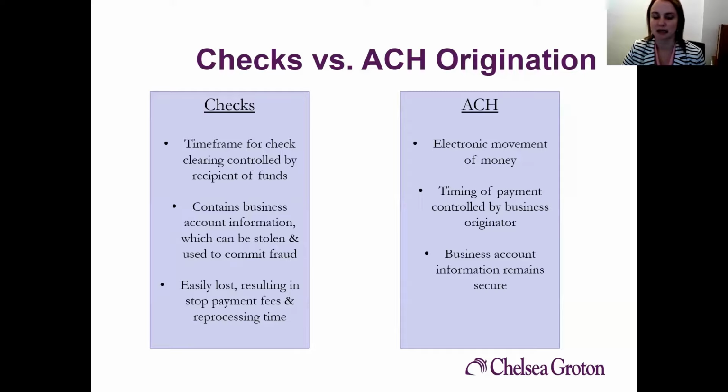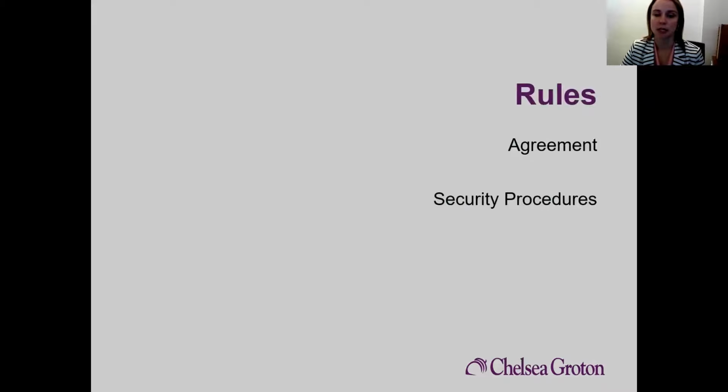So at a high level, that is ACH, how it works, and what I think the value is. So we just want to talk a little bit about the rules. Like I said, that big book goes into a lot of details about a lot of different types of ACH. So we're just going to narrow in on the specific rules that apply to ACH origination.